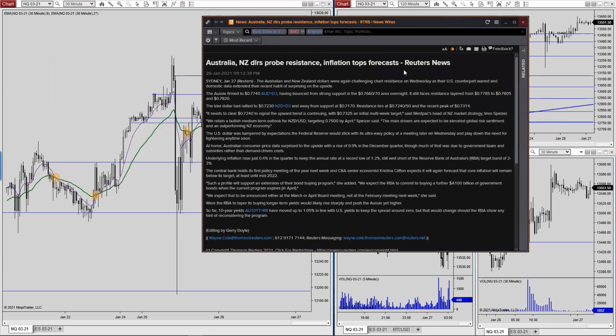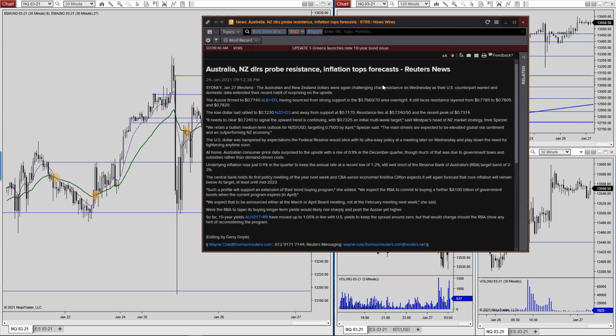So the Australian-New Zealand dollars probe resistance, inflation tops forecast. The Australian-New Zealand dollars were again challenging chart resistance on Wednesday as their U.S. counterpart waned, and the domestic data extended the recent habit of surprising on the upside. The Aussie firmed to 77.40, having bounced to 77.60-70, and the Kiwi rallied to 72.30 and away from support at 71.70. It needs to clear 72.40 to signal the uptrend is continuing, with 72.35 the initial multi-week target. We can retain a bullish medium-term outlook on the Kiwi, targeting 75 by April.